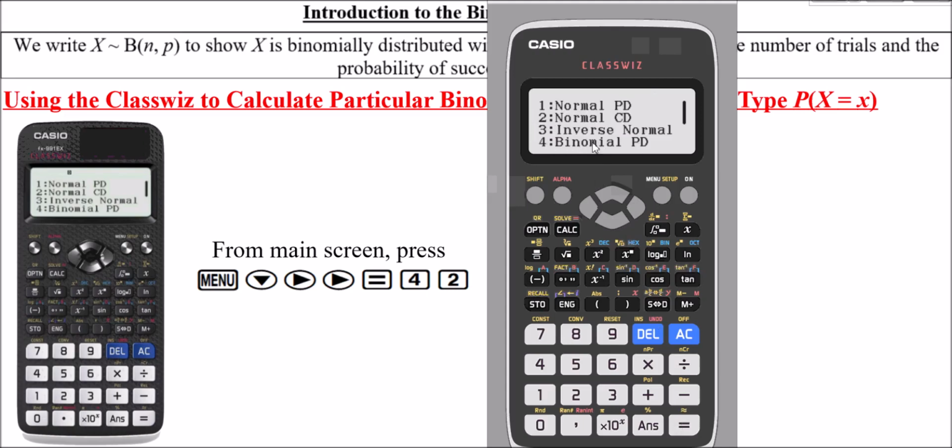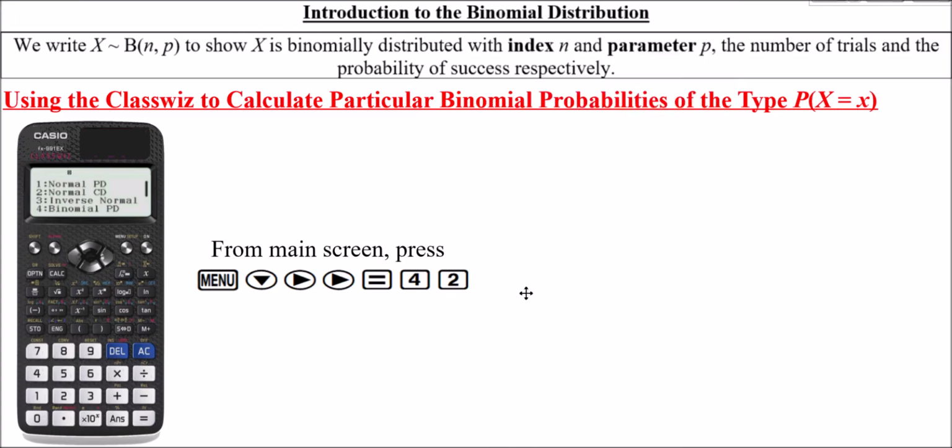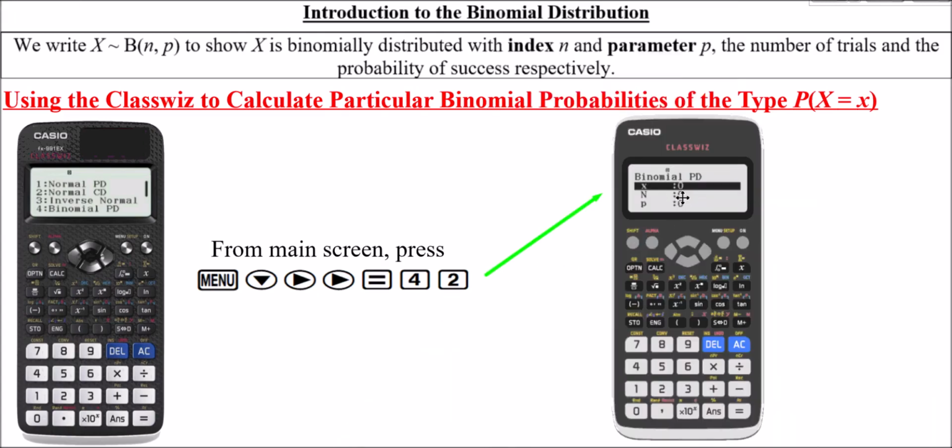Then option 4. This stands for binomial probability distribution. And then press 2 for variable. If you're wondering what list is, maybe ask me in the comments section or in class. I'm not going to open that can of worms today. We're just going to focus on variable. So then press option 2, and the calculator should look something like this.